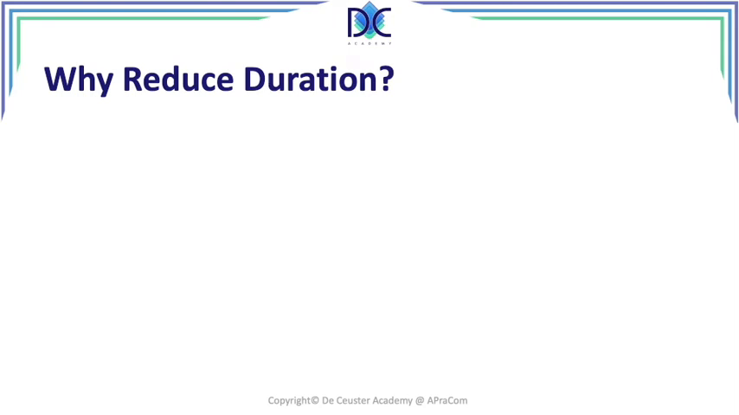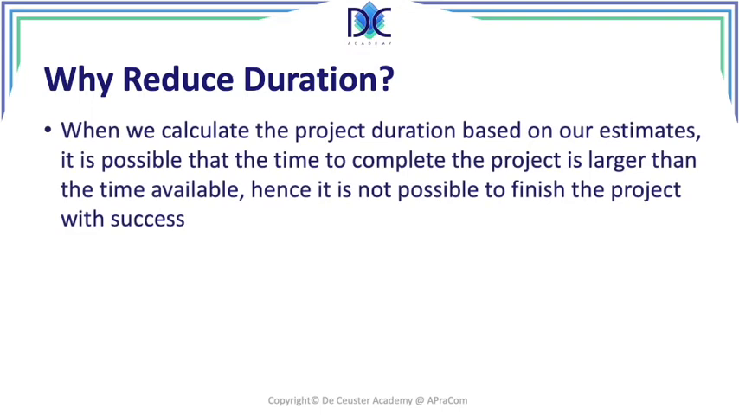Now, the first question we have to ask ourselves is, why do we want to reduce the duration of a project? When we calculate our project, we find the duration based on the estimate that we have. And based on those estimates, we will find a completion time, a probable completion time. But is this time sufficient, or do we have less time? Do we have more time? We have to look at this.